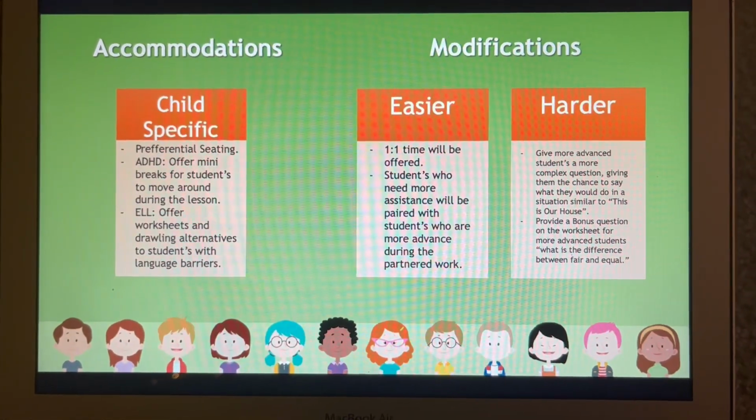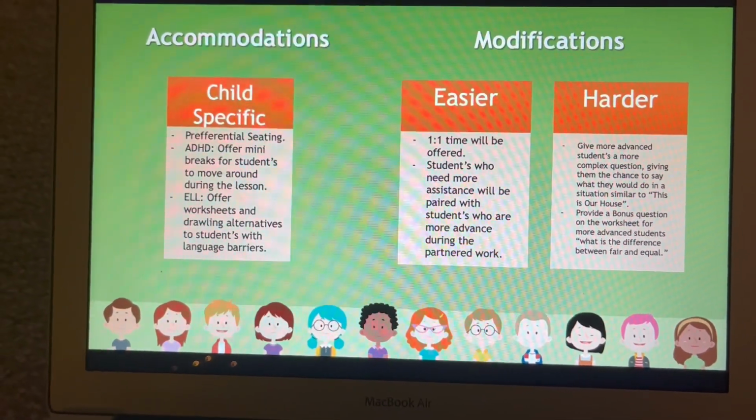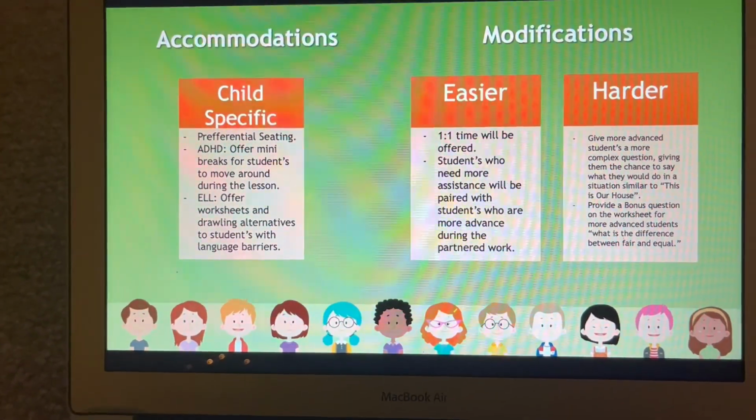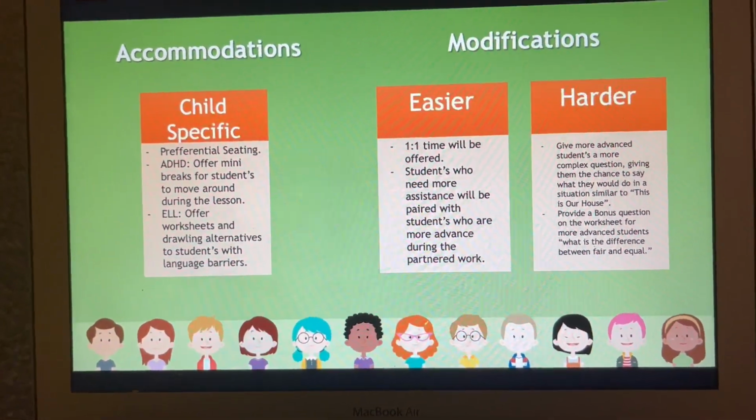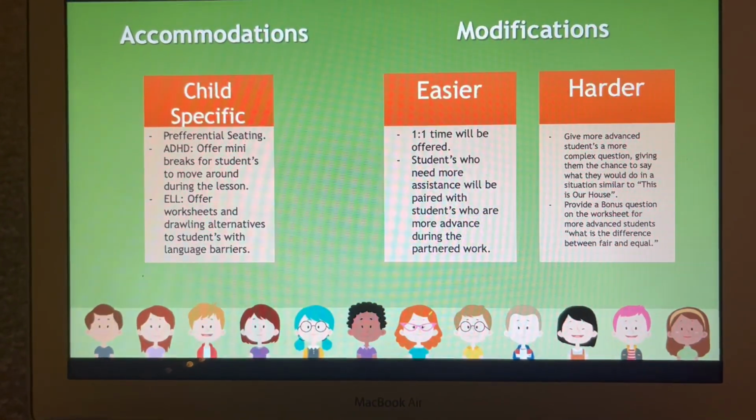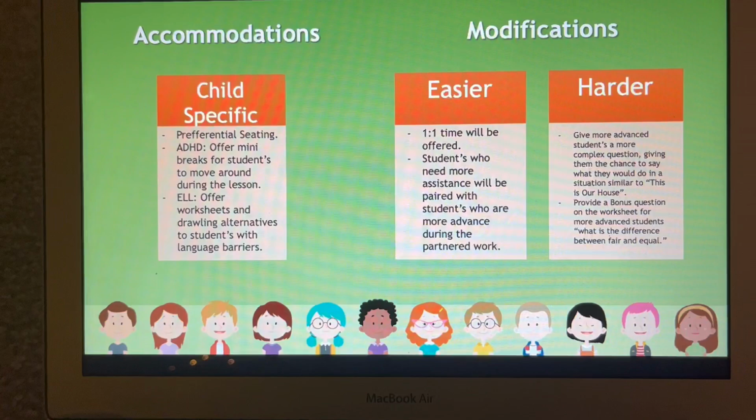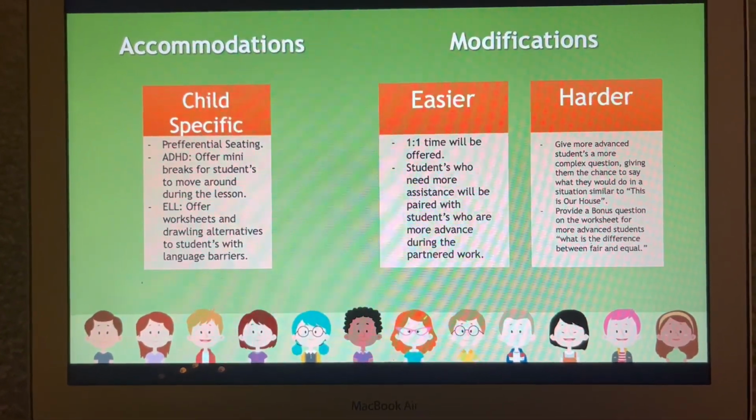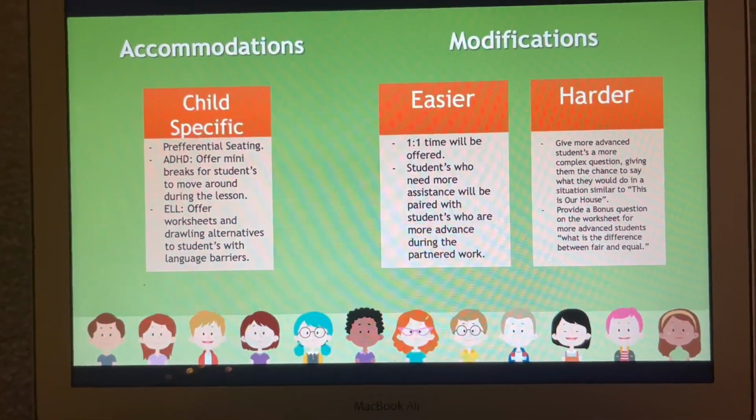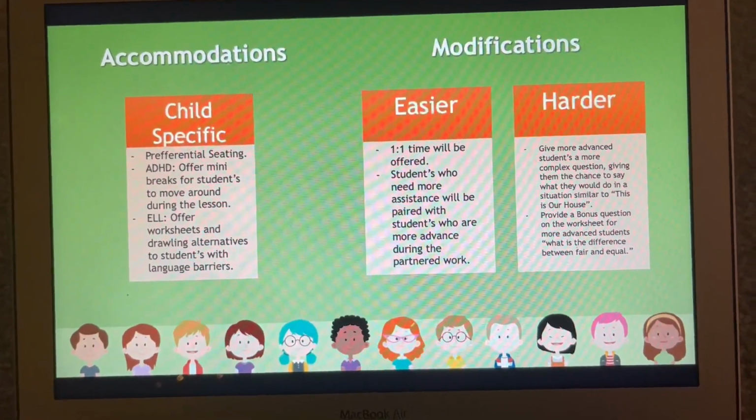Accommodations and modifications. Child-specific: preferential seating. This is just an example of what I would do if students with these disabilities were in my class. Obviously, it would change depending on what real life classroom I'm in. For ADHD, I would offer mini breaks for the students to move around during the lesson. And for ELL students, offer worksheets and drawing alternatives to the students with language barriers.